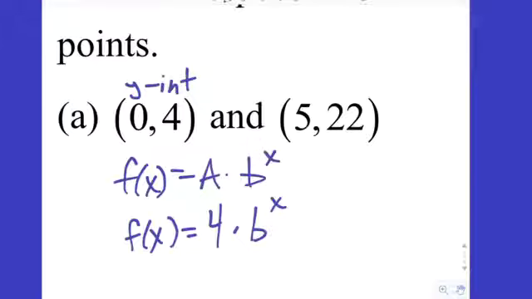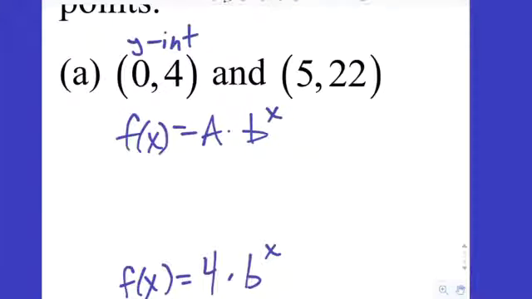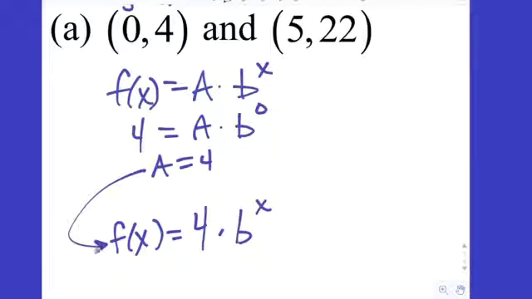Now, if you didn't see that, you should see that. You should pre-think through the problem instead of just jumping in. Here's what you could do. You could plug it in. f of x would be 4 when x is equal to 0. What is b to the 0 power? 1. So 1 times a is a. You get a equals 4. So you can find it that way and then plug it in. And now you're at that point.